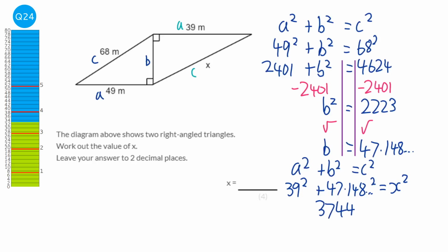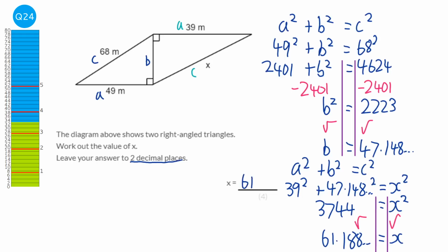and that will be 3,744 equal to X squared. And we just get our lines in because we need to square root both sides, and we get 61.188 and so on is equal to X. It says it wants its two decimal places, so that will be 61.19.